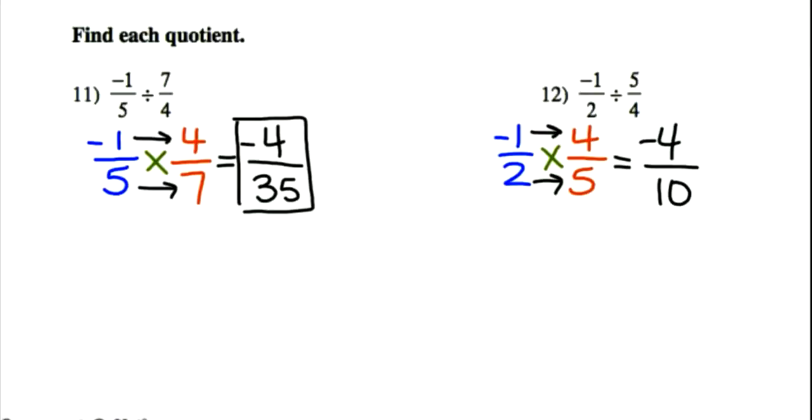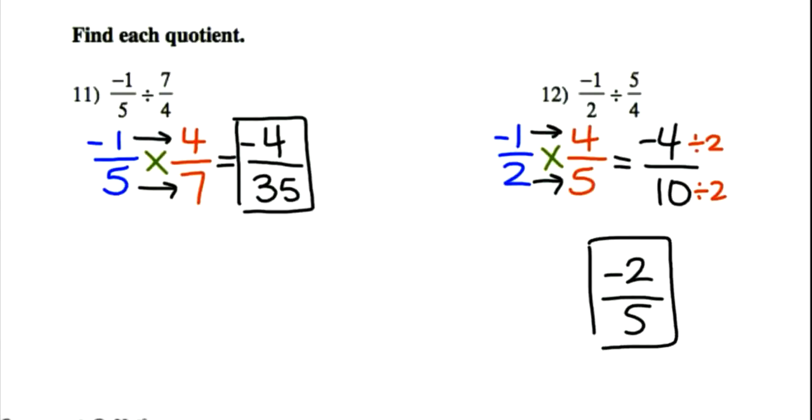I know that I can reduce both of those by dividing by 2 on the top and the bottom, or in the numerator and the denominator, and my final answer is going to be -2/5. Notice that, again, my negative symbol is staying with the numerator.